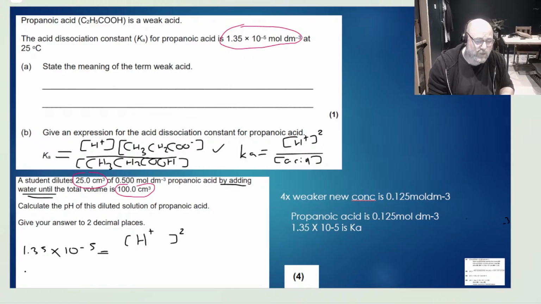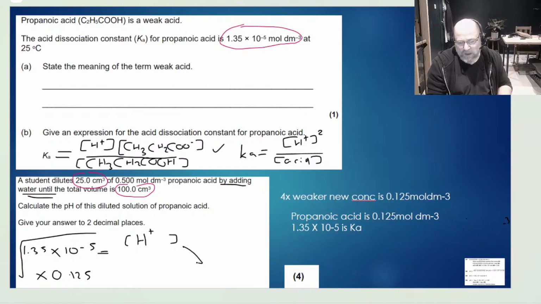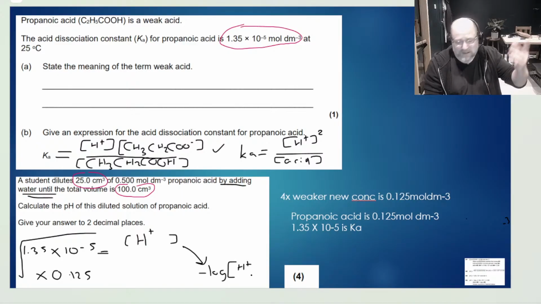And then we have 1.35 times 10 to the minus 5 times by 0.125. Oh my gosh, I left my tongue stuck out there. And then we want to square root both sides to get rid of the square. So if I square root that, gets rid of the square. And then once we get H plus, you want to minus log your H plus in. And there's your answer.